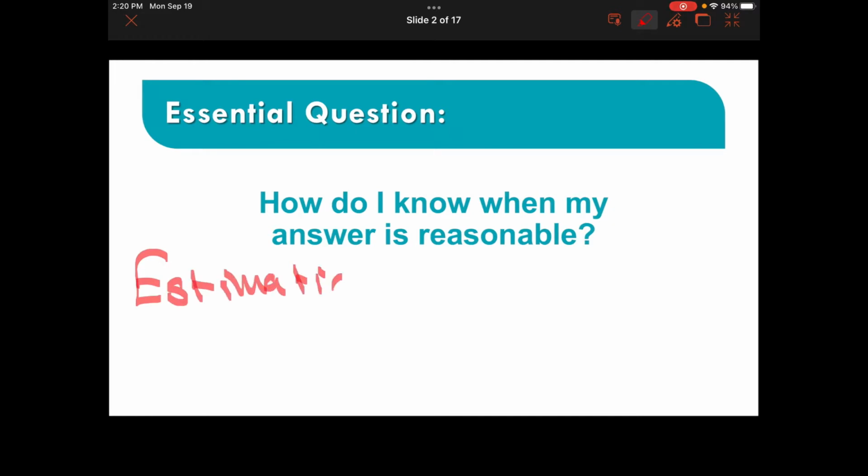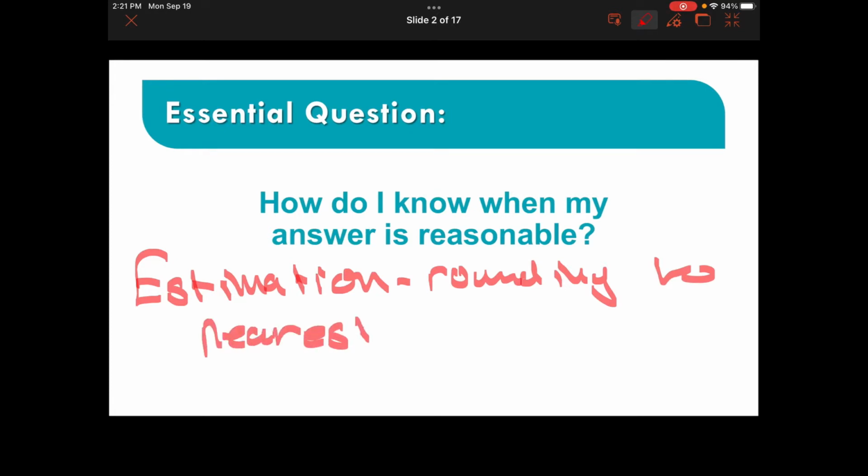Estimation. All right, estimation is rounding to the nearest value. If you're looking to find out if your answer is reasonable, you have to estimate, you have to round to the nearest value in order to decide if you have the correct answer or not.